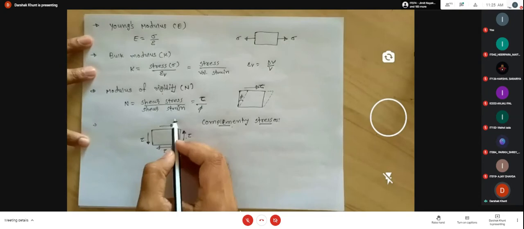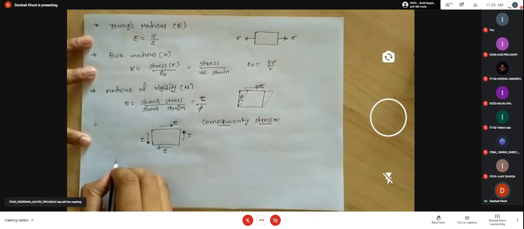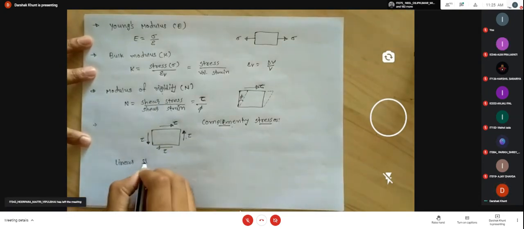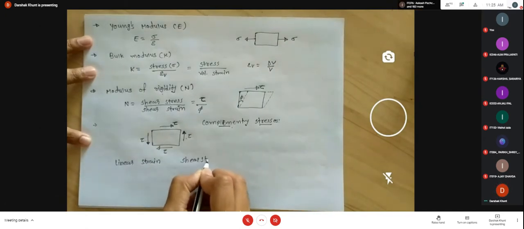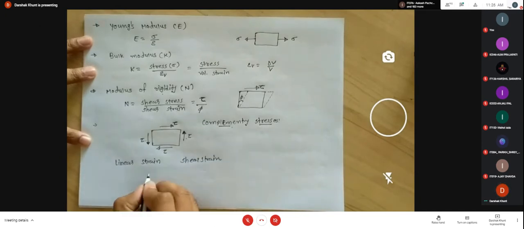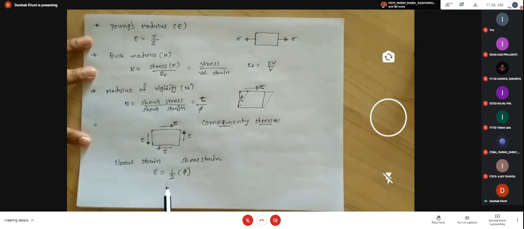Now remember one thing, the relation between the linear strain and shear strain: linear strain is half of the shear strain. If you want to see this relationship, you have to follow the PDF file which you have shared in this Google Classroom. It is very clearly defined there. But you have to remember that linear strain is half of the shear strain.